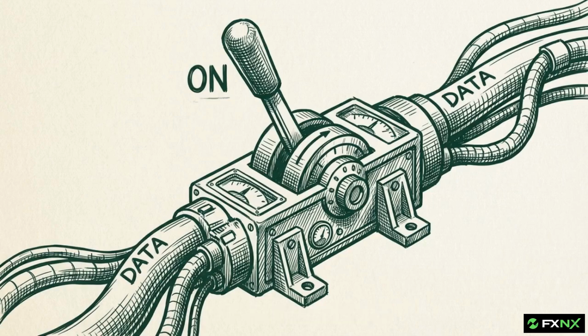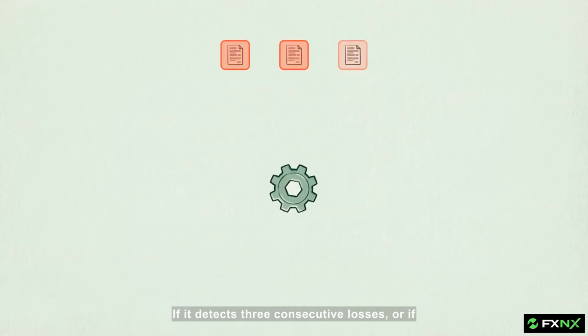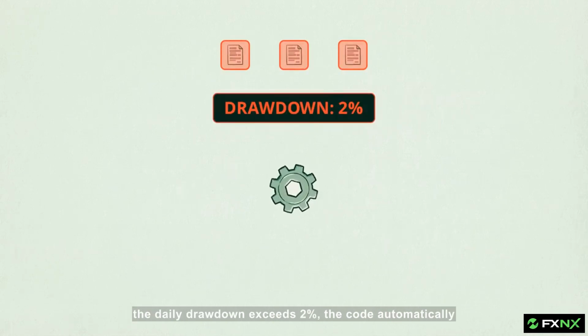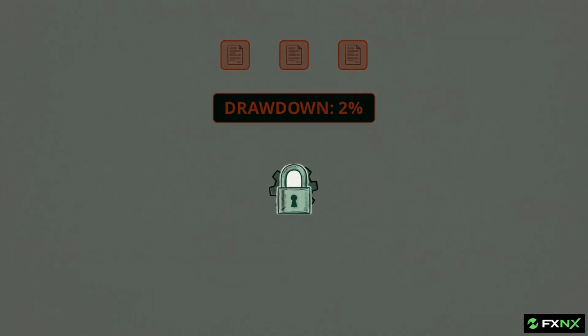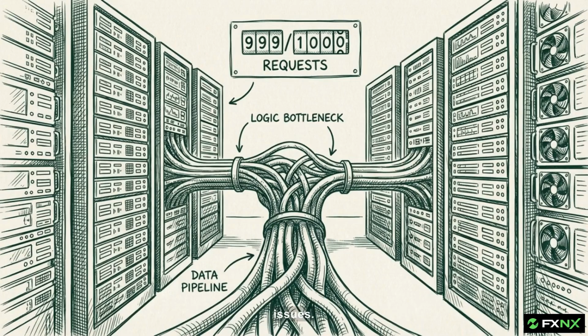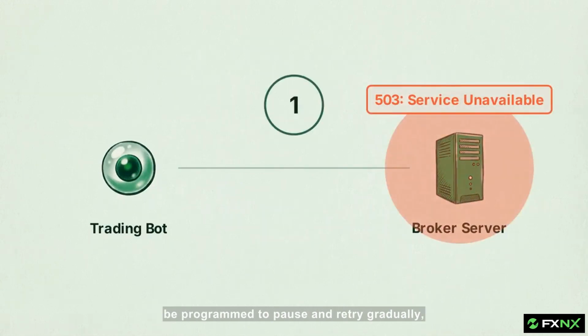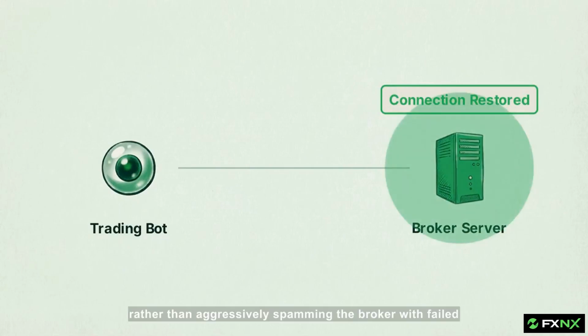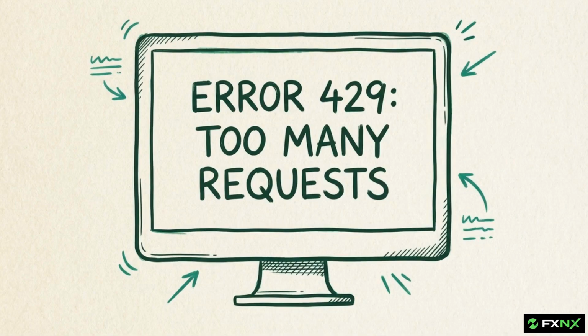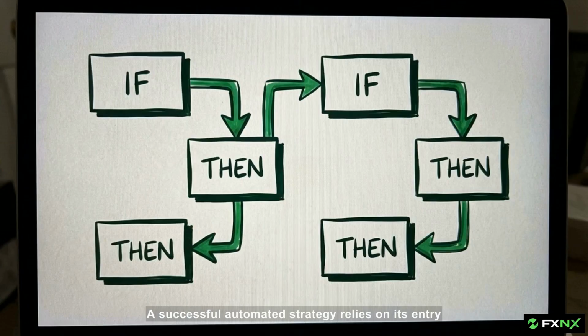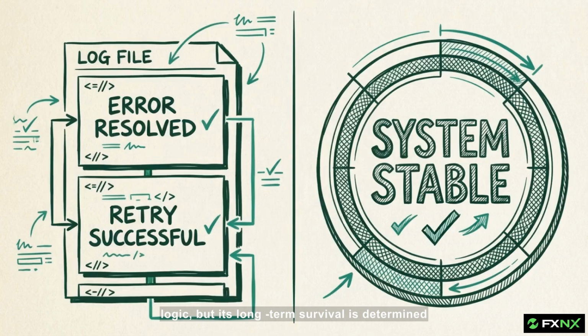Next, you build a circuit breaker. A circuit breaker is a master control function designed to monitor the bot's overall performance. If it detects 3 consecutive losses, or if the daily drawdown exceeds 2%, the code automatically halts all new trading activity. You also have to account for external server issues. Brokers limit the number of API requests you can make per minute. If you hit that limit, or if the server goes down for maintenance, your code must be programmed to pause and retry gradually, rather than aggressively spamming the broker with failed requests. A successful automated strategy relies on its entry logic, but its long-term survival is determined entirely by the robustness of its failsafes and error handling.